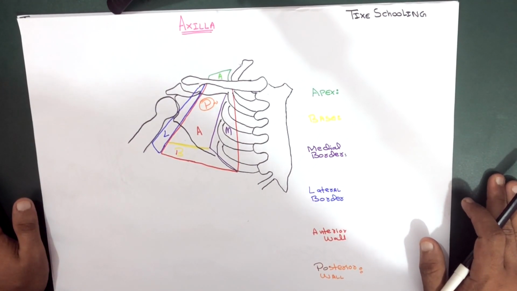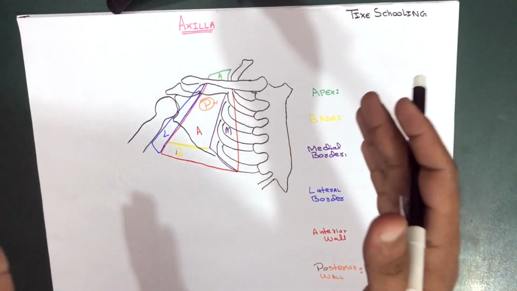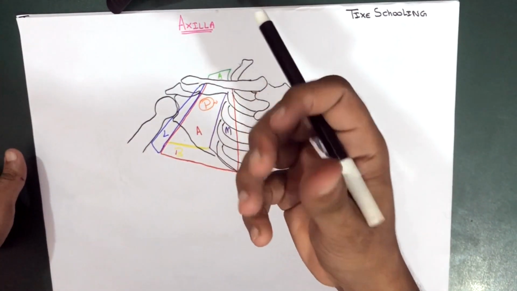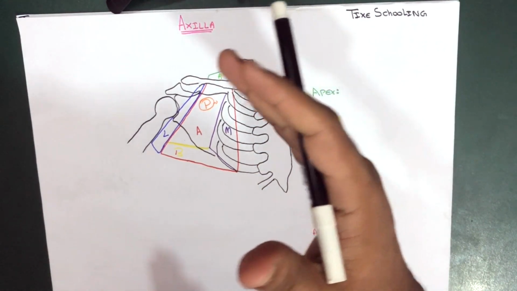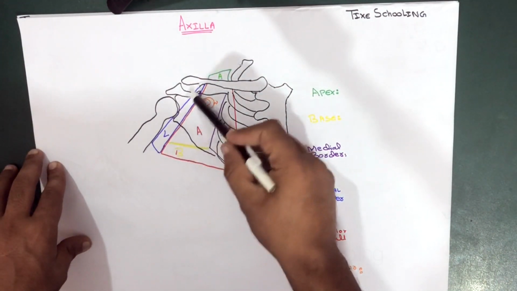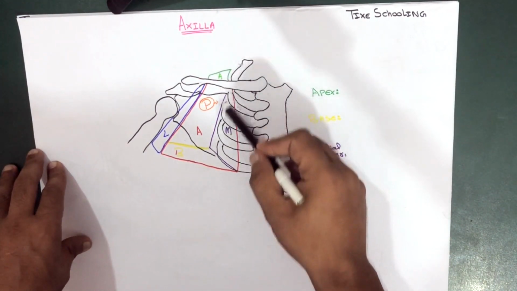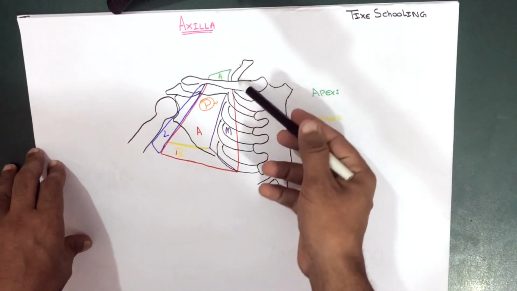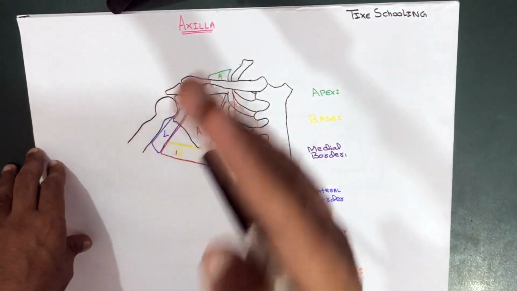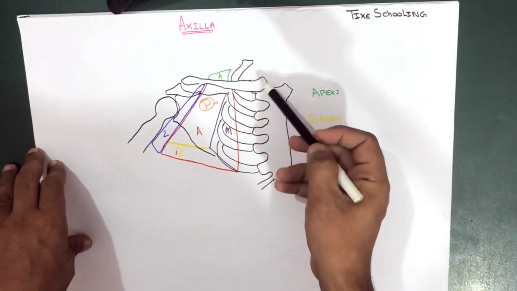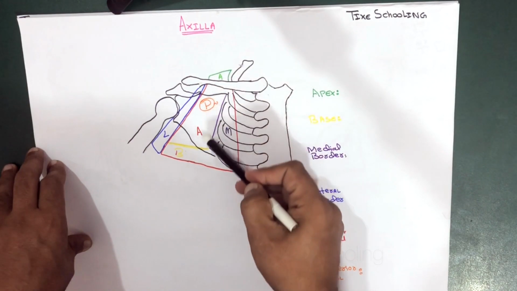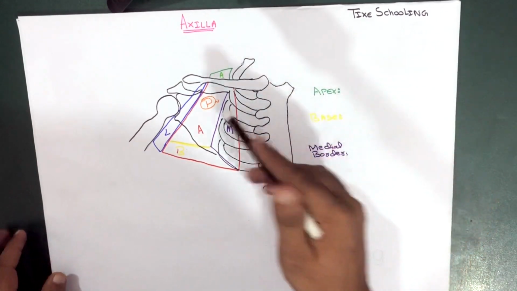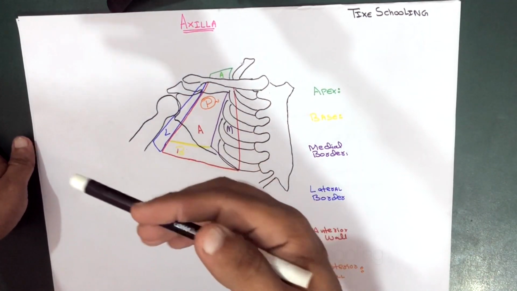So let's get started. The axilla, or you can call it the armpit, is a pyramid-shaped space between the upper part of your arm and the side of your chest. This armpit is called the axilla, which provides the passage for vessels and nerves from part of the neck to the upper limb. Important vessels and nerves pass from the neck towards the upper limb and supply the upper limb.